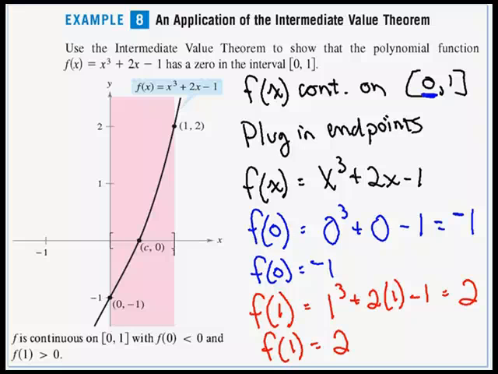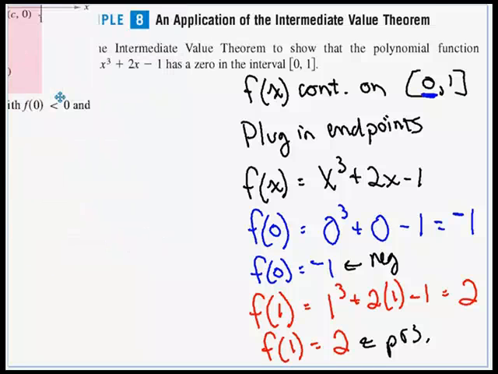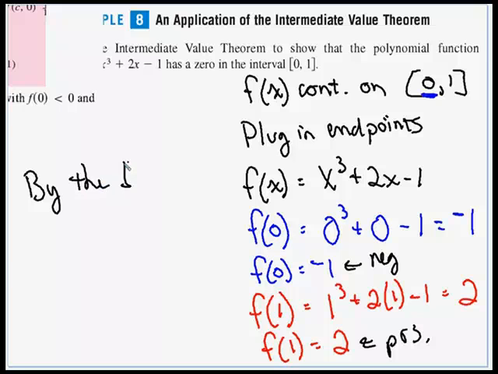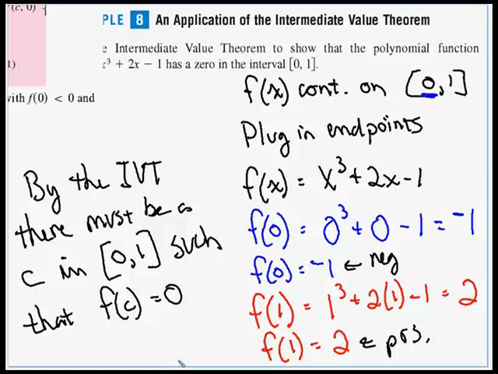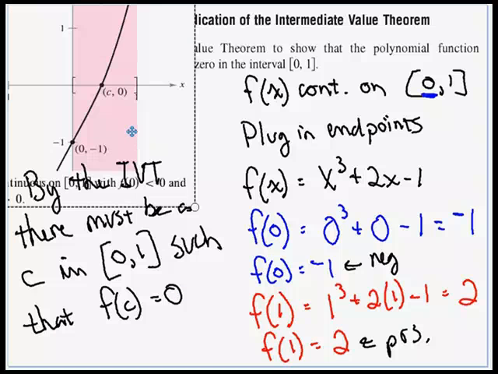So what we have here is one endpoint is negative, the other endpoint is positive. So we can conclude, by the IVT, by the intermediate value theorem, there must be a number c in our interval from 0 to 1 such that f of c has to equal 0. And this, I think, is most easy to see graphically.